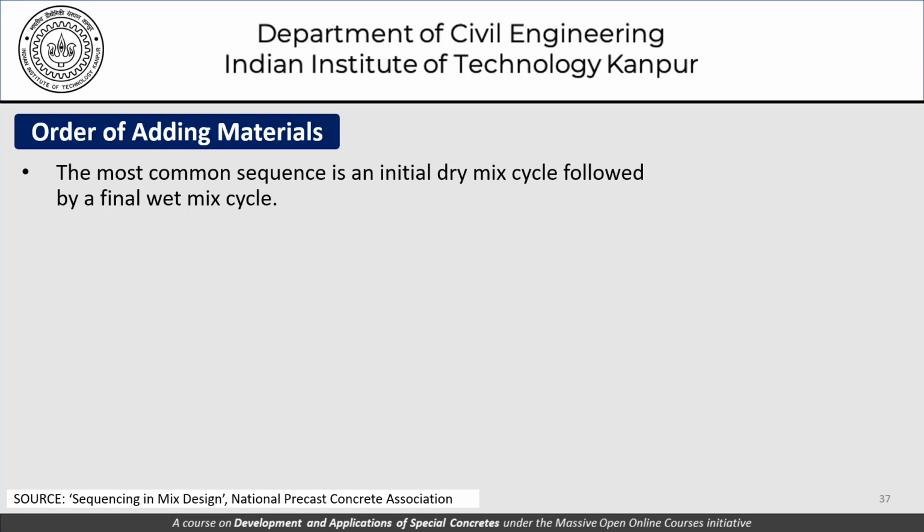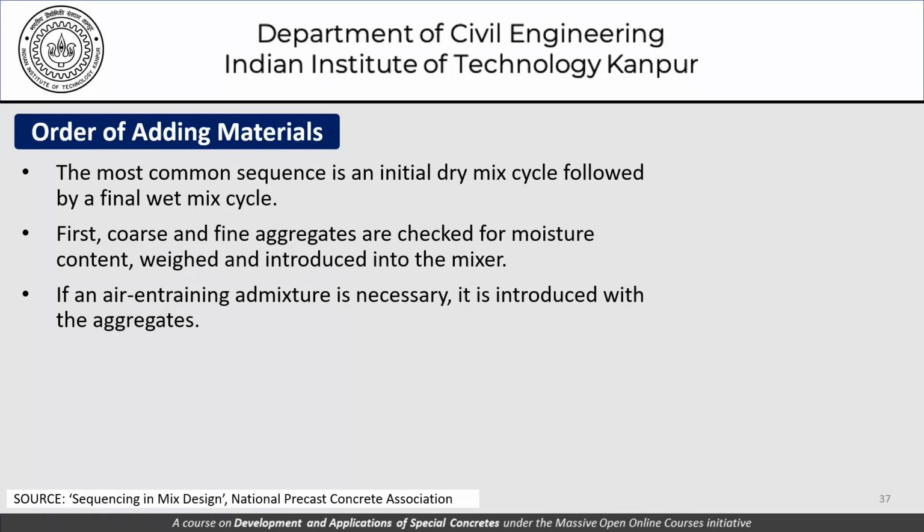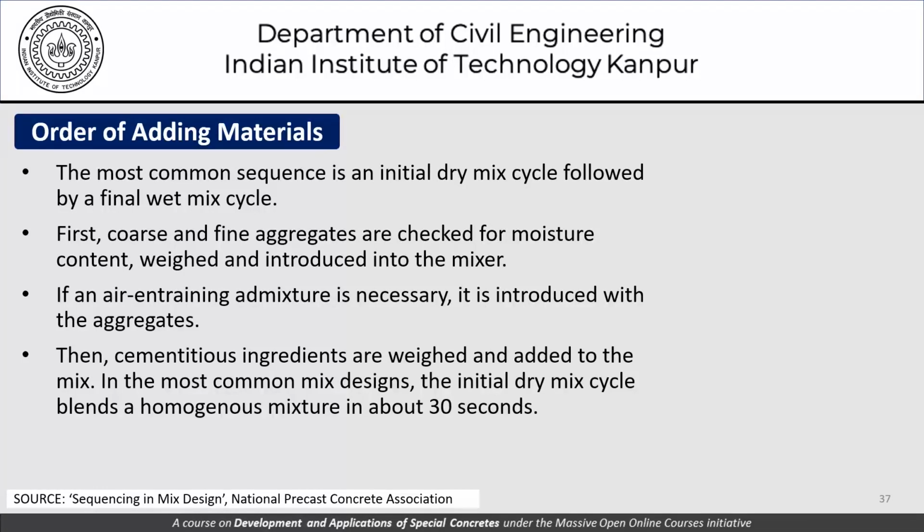First, the coarse and fine aggregates are checked for moisture content, weighed and introduced into the mixer. If an air entraining admixture is necessary, it is introduced with the aggregates. Then cementitious ingredients are weighed and added to the mix. In the most common mix designs, the initial dry mix cycle blends the homogeneous mixture in about 30 seconds.